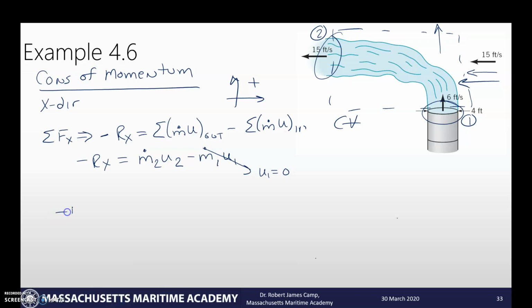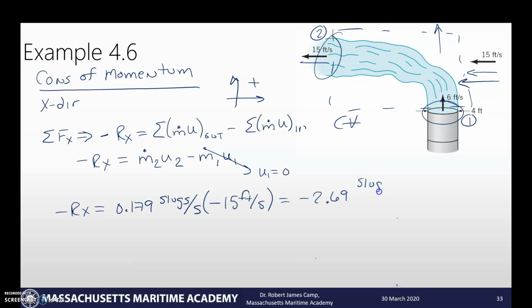So then we sit there and go, okay, well, negative Rx is going to be equal to mass flow rate, which we've calculated out, 179 slugs per second, times our velocity. We take a look at it. Our velocity up here is 15 feet per second. But once again, vector notation. That is going in the negative direction. So that's going to be a negative 15 feet per second. That's going to be equal to negative 2.69 slug foot per second squared. Now I've got a negative on both sides, so I'll be able to say it's a positive force. It's going the way I'm going.